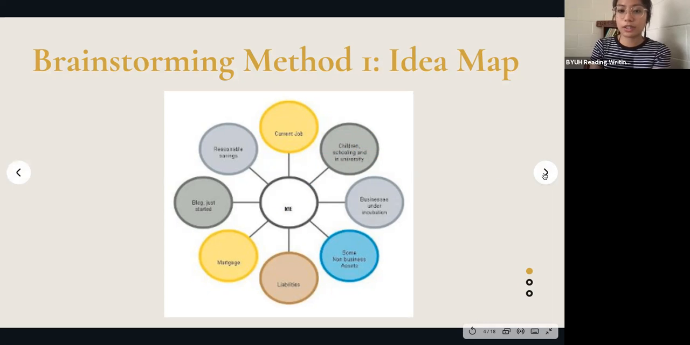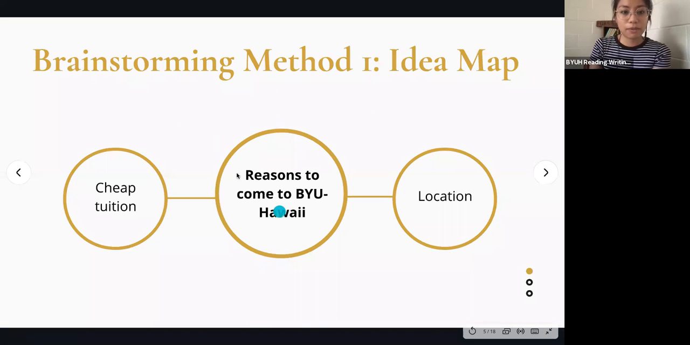Just like what Tori has mentioned, in the main bubble we're gonna put reasons to come to BYU Hawaii, and then the bubbles that link to the middle one, we're gonna put location and cheap tuition, because these are the two reasons that make us want to come to BYU Hawaii, right?